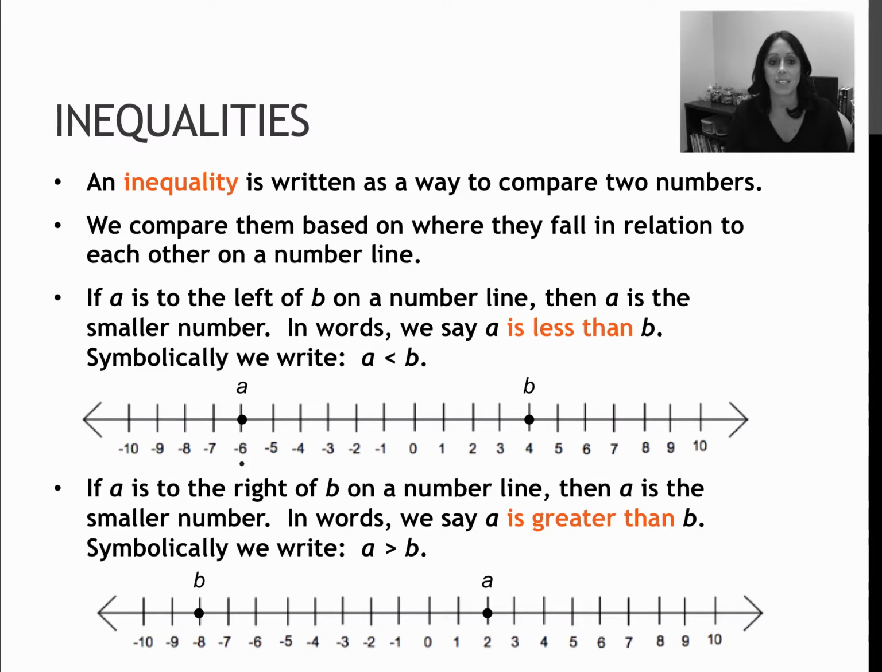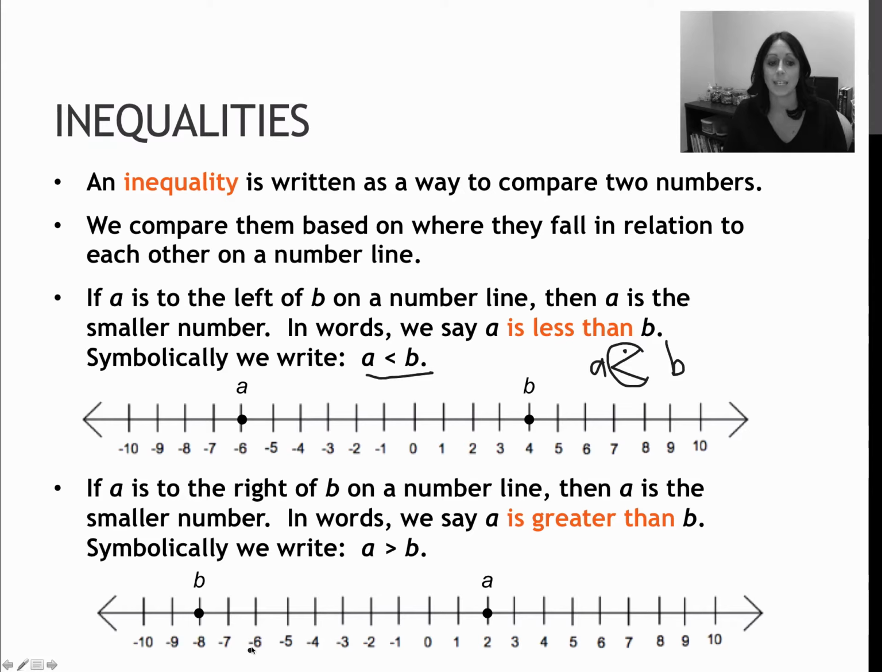So for our first example here, I have A at -6 and I have B over here at +4. Now A is to the left of B, and so we can say that A is less than B. One other thing to point out, a little Pac-Man knowledge here: if A is less than B, notice if this were Pac-Man, Pac-Man would be open to the larger value because Pac-Man always wants whatever the larger value is.